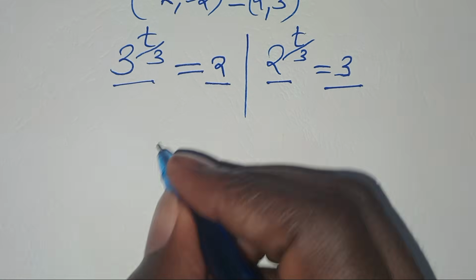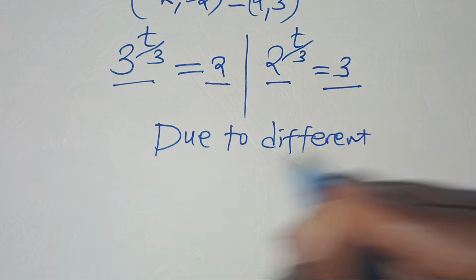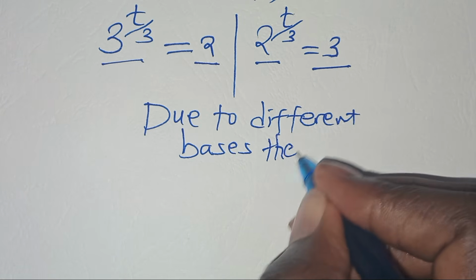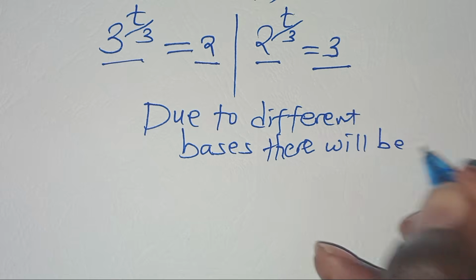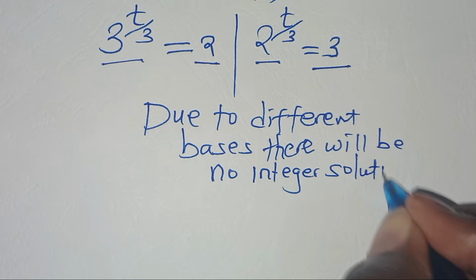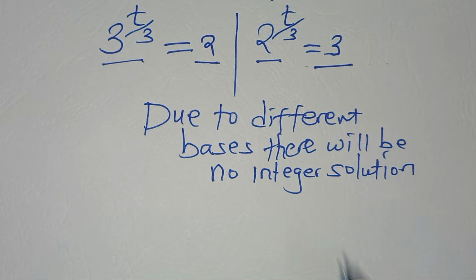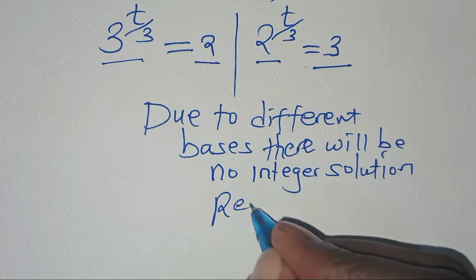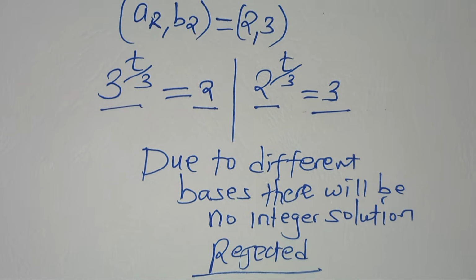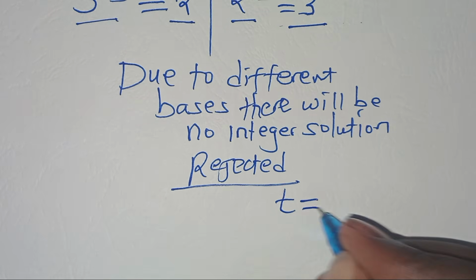And this means that due to different bases, then there will be no integer solution that can be obtained from this set here. And this means that case 2 is rejected. So we have the value of t, which is equal to, t is equal to 3.